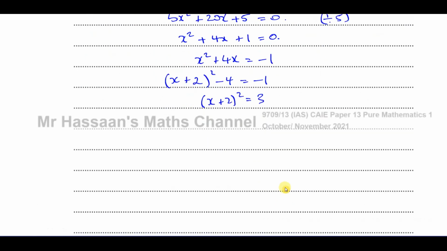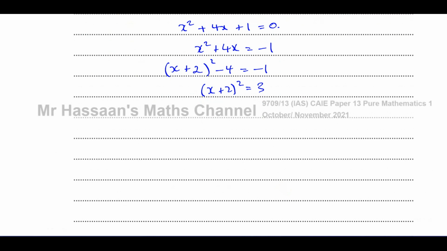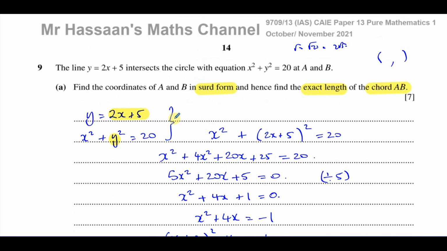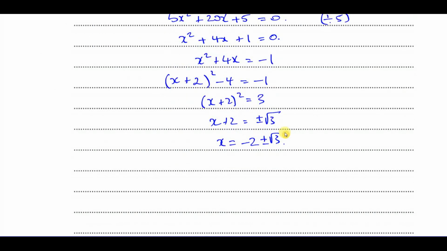I know x plus 2 squared equals 3. That means x plus 2 is either the positive or negative square root of 3. Don't forget, it could be either positive or negative, otherwise you'll lose one of your solutions. So therefore, x is equal to minus 2 plus or minus root 3. We've basically found the x coordinates of the points A and B. Which one is which we don't know actually, but now we have to find the y coordinates.